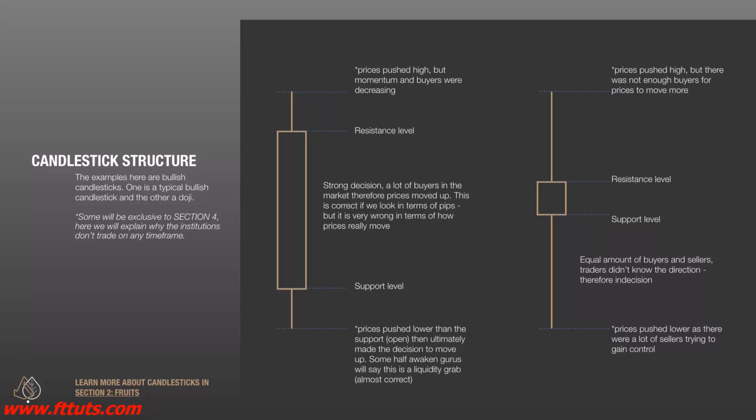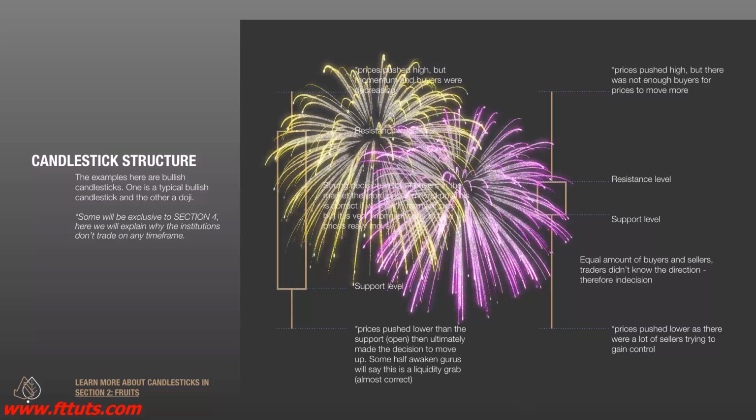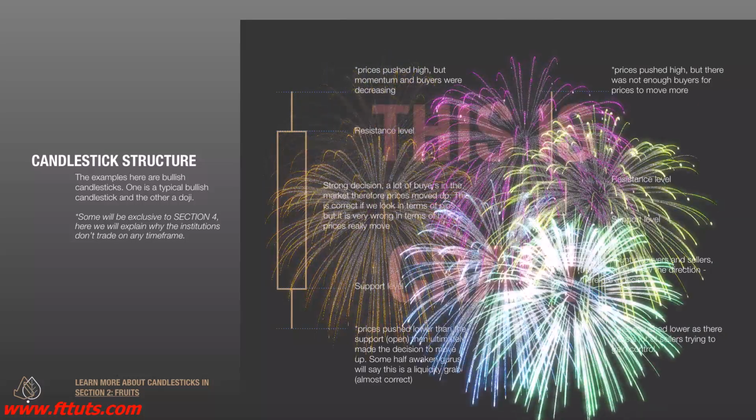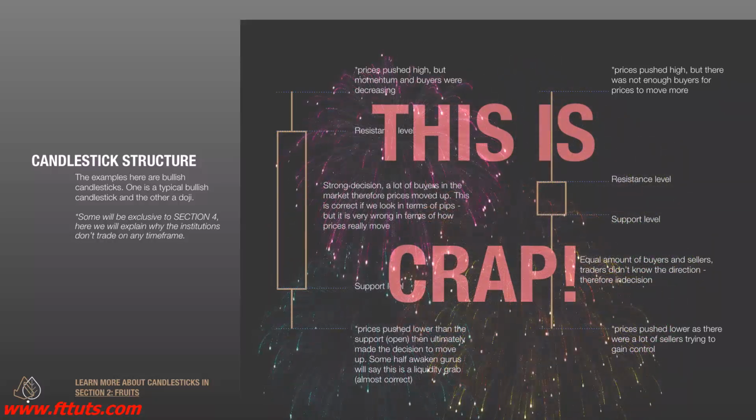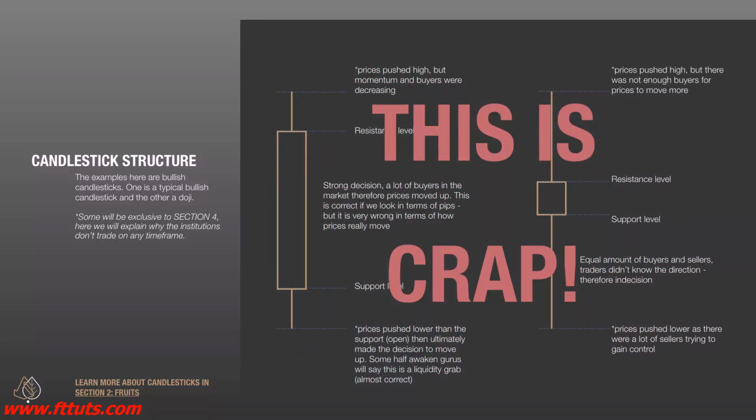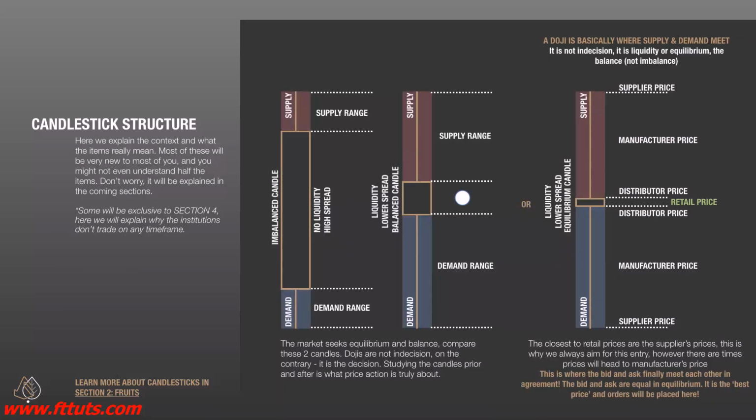Okay, then if you look at a dodgy candlestick, they always say that this is either equal amount of buyers and sellers, or traders didn't know the direction, and therefore there was indecision. But to be honest, all of that is crap. The correct way to look at candlesticks is like this. Okay? So study this carefully.